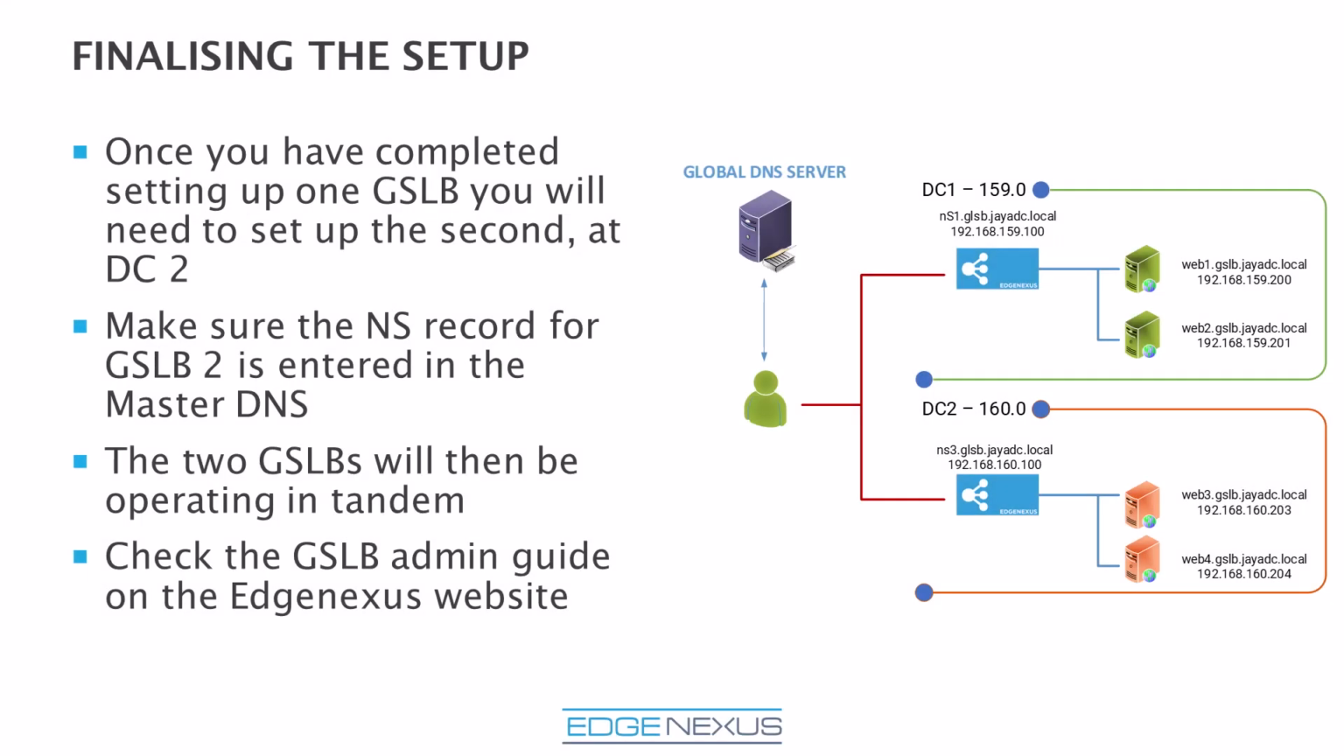Finalizing the setup. The final step is to set up the GSLB in DC2 using the appropriate configuration. Remember to add the NS record for the second GSLB in your master DNS. The two GSLBs will now be working in tandem, protecting your infrastructure.